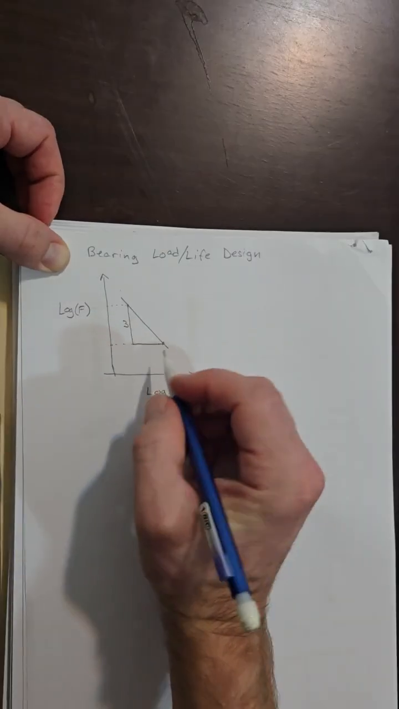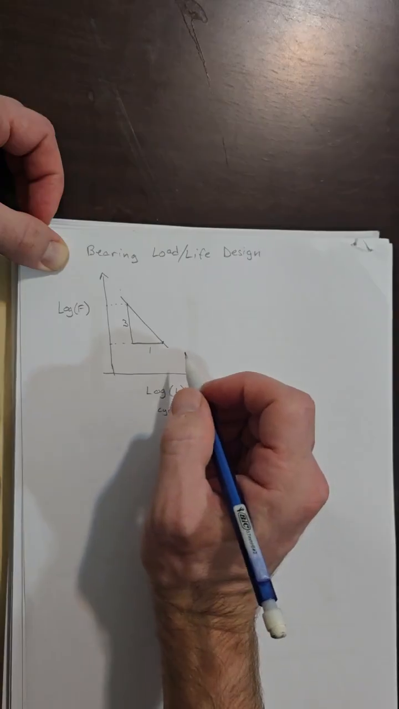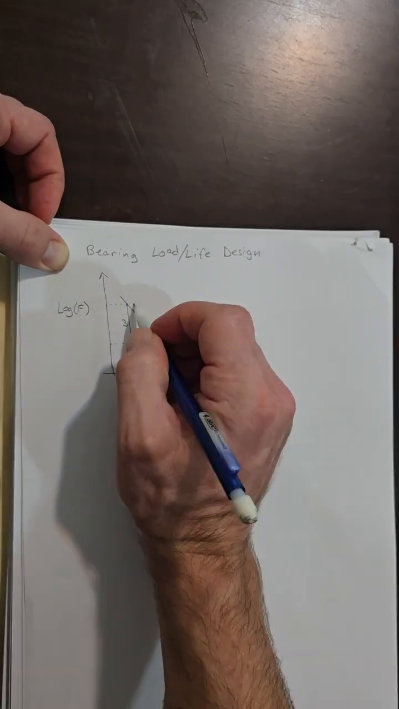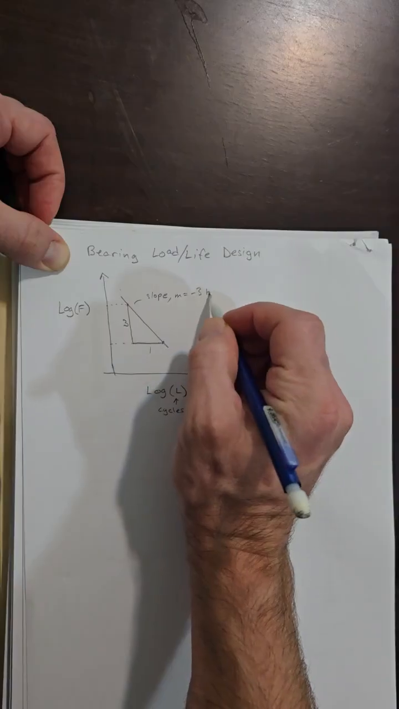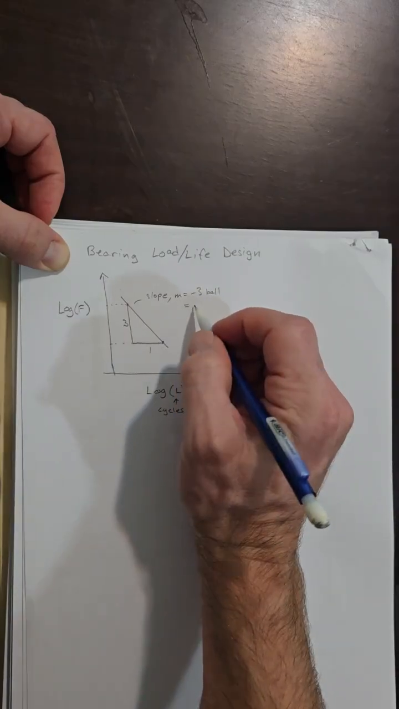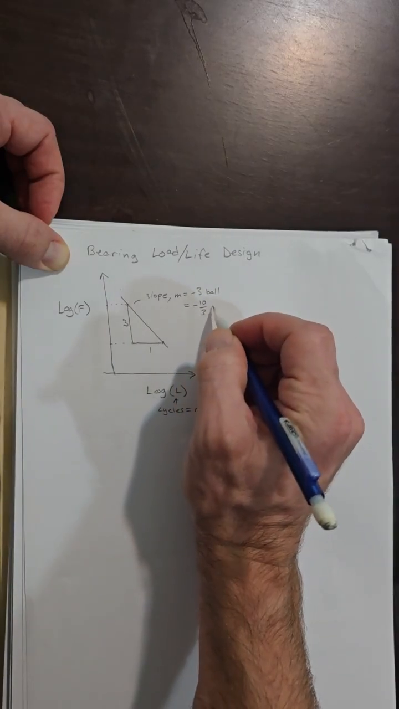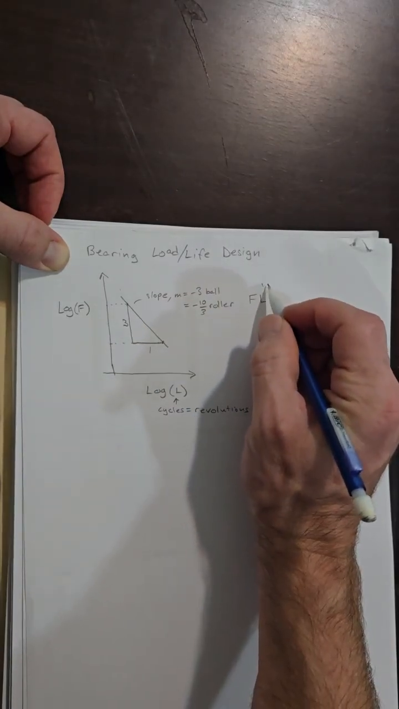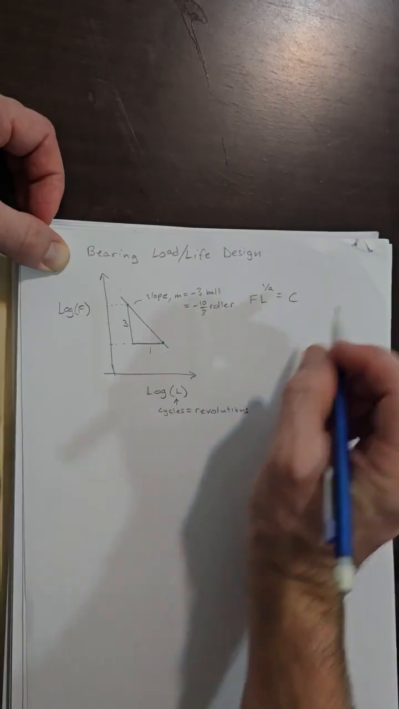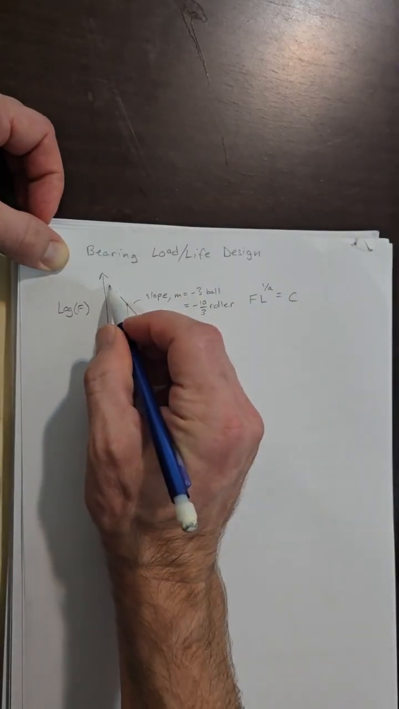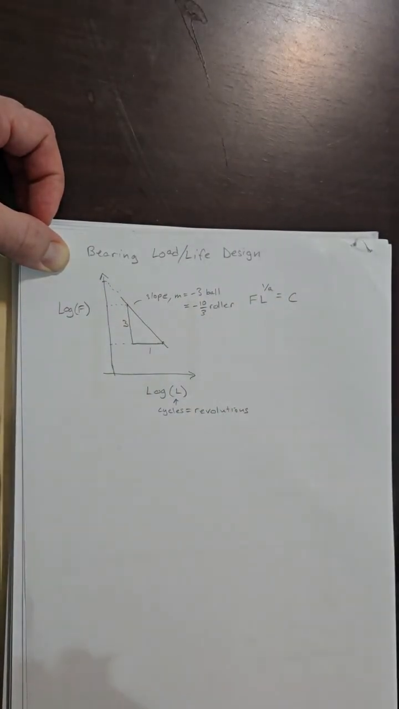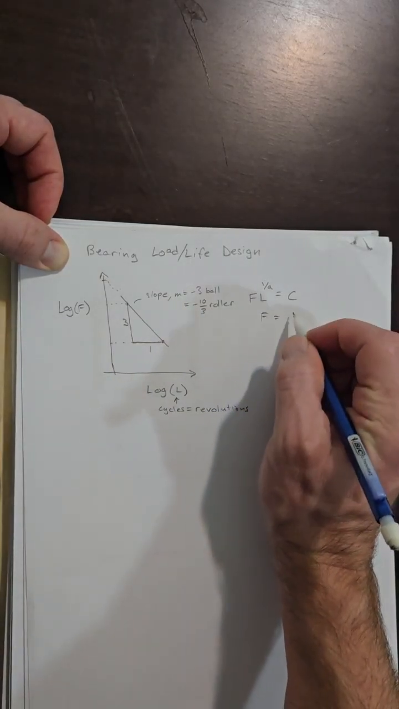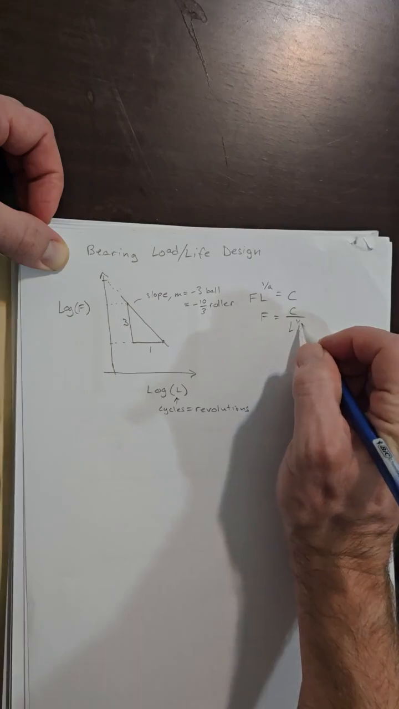For ball bearings, the rise over run is 3-to-1, and it's a little bit different for roller bearings. It's 10-to-3. So we can call that the slope. It's -3 for ball bearings, and it's -10/3 for roller bearings. So the relationship that was developed is force times life to the 1/A equals some constant value, C, and that constant would be somewhere up here, the intercept, as we're going to see. If I rearrange this equation, I get force equals C over L to the 1/A.